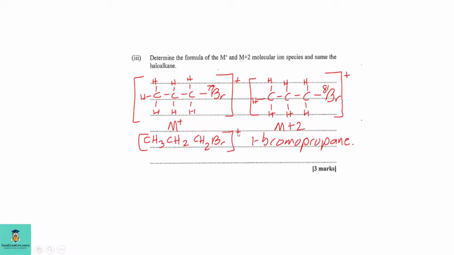And of course, they ask for the name of the haloalkane, and this would be 1-bromopropane, because we have the Br on the first carbon, so 1-bromo, and we have 3 carbons, hence propane. So the full name is 1-bromopropane. So 1 mark for the M plus peak, 1 mark for the M plus 2 peak, and 1 mark for the name.